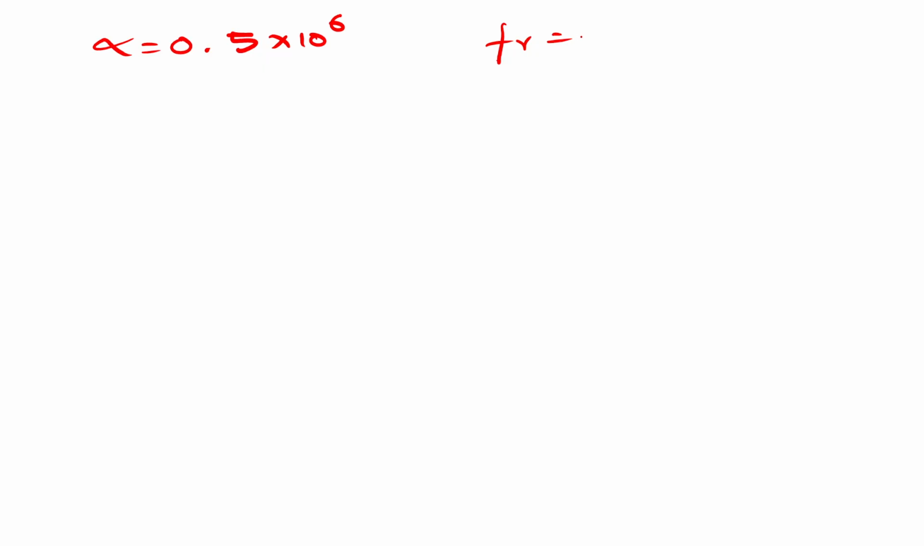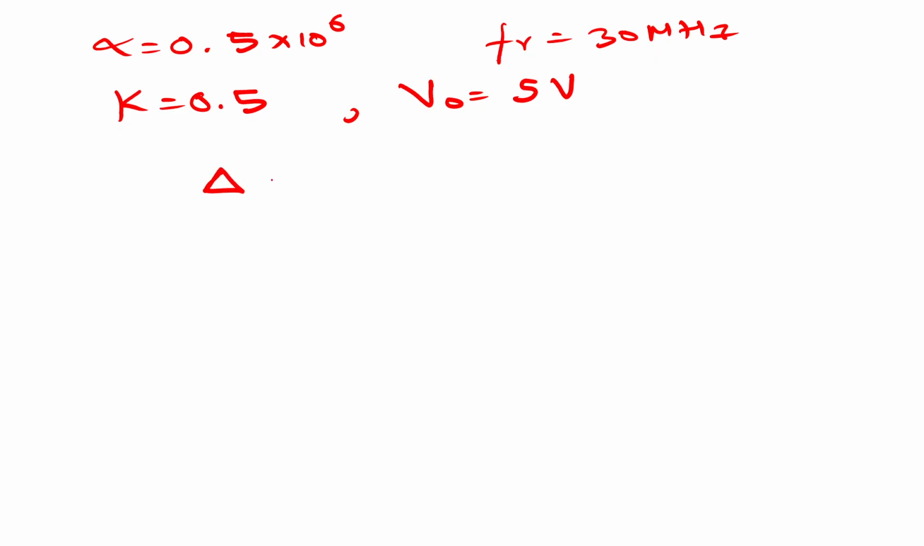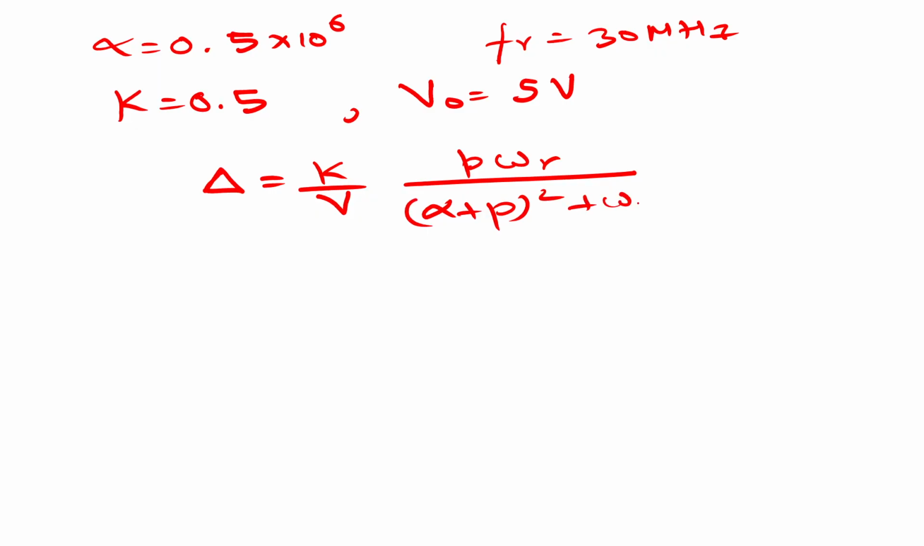Ringing frequency is 30 megahertz. Amplitude of this ringing waveform is 0.5, K is 5.5, and V naught is 5 volts. So delta is given as K by V naught times P omega R divided by (alpha plus P) whole square plus omega R square.